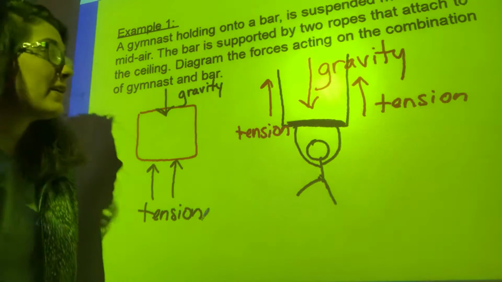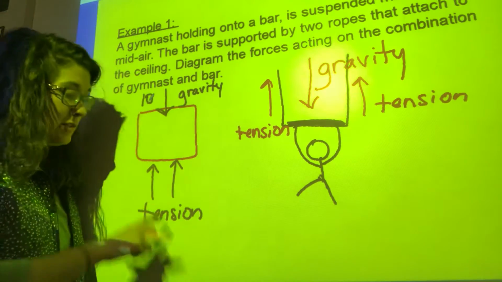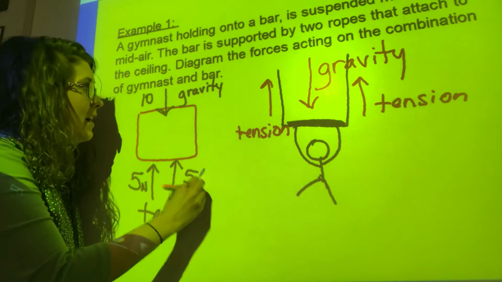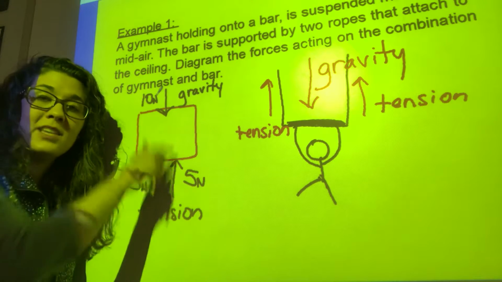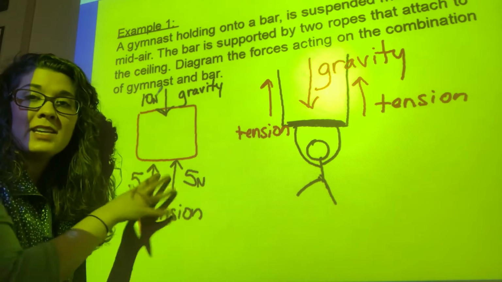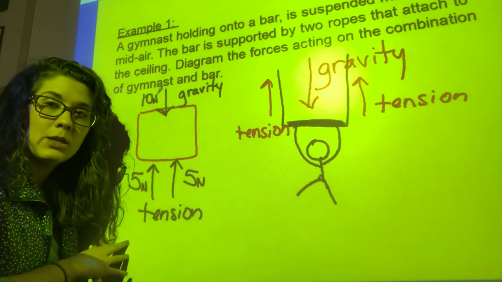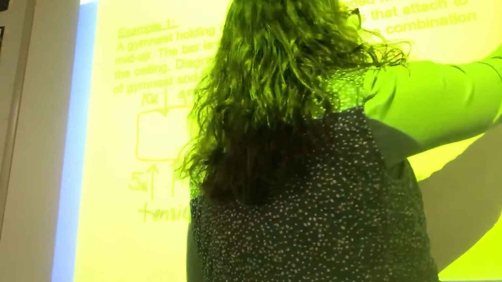Now, if I wanted to make this better, I could say that gravity pushing down was, let's say, 10 newtons. So my tension forces would have to be 5 and 5, to balance it out, because he's not moving. He's not going up. He's not coming down. He's motionless. Okay, does that make sense? Hopefully. Okay, let's take a look at the next one.